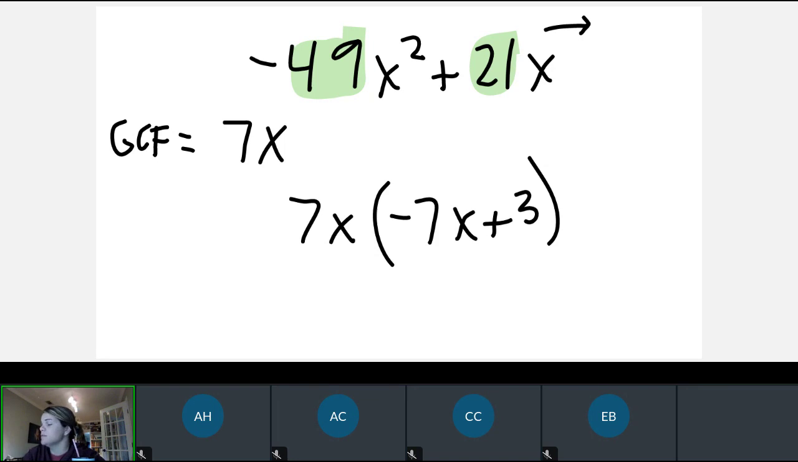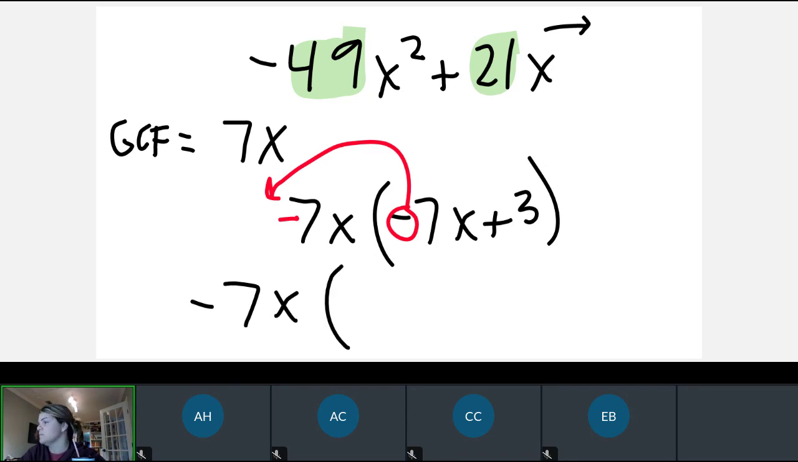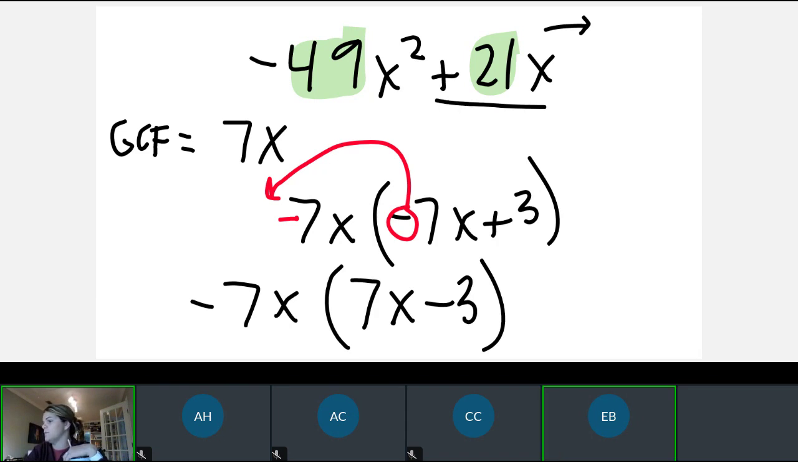Now, sometimes in multiple choice, it doesn't quite give you that option, right? So I might say, oh, well, I don't see that as an option. So you can take this negative and pull it out with your GCF. So now if my GCF is negative 7x, negative 49 divided by negative 7 gives me a positive 7. And then I would have the minus 3 because negative 7 times negative 3 would give me that plus 21.